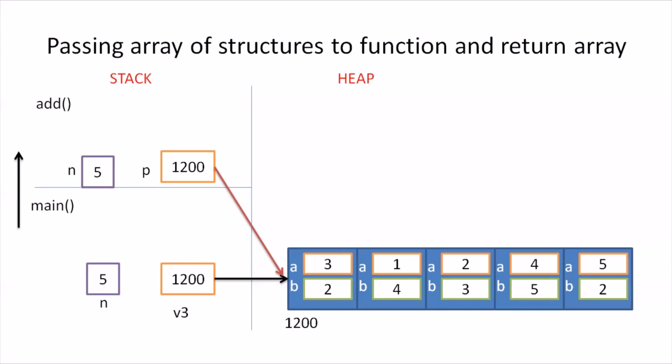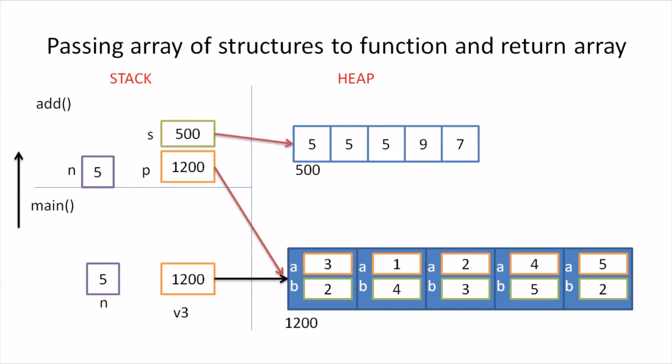Accordingly, in the add function, the array of structure is explored, and for each cell, the sum of the two members is calculated and stored in the corresponding cell of a dynamically created integer array in the function add. Since the array is created dynamically, again, the base address of the array is stored in a local variable s in the scope of the function add.